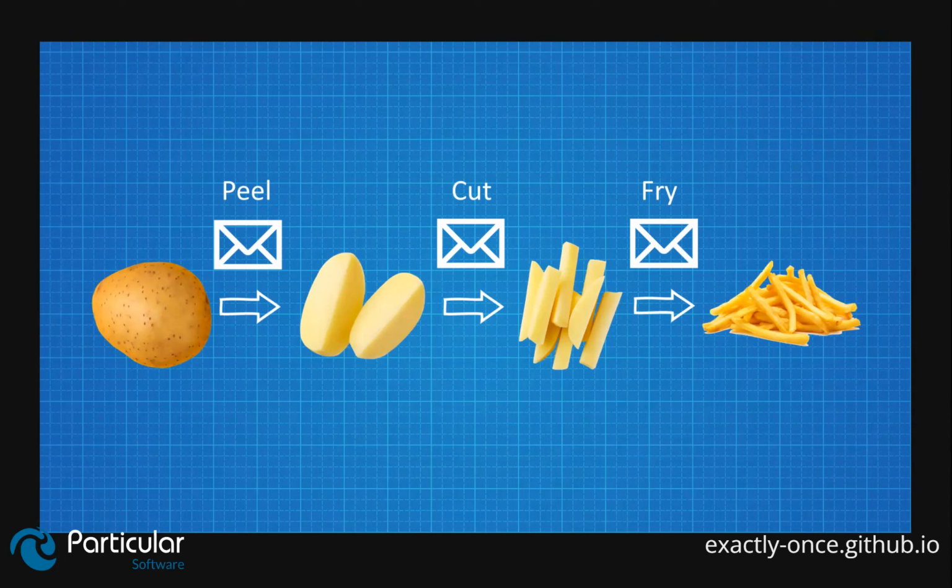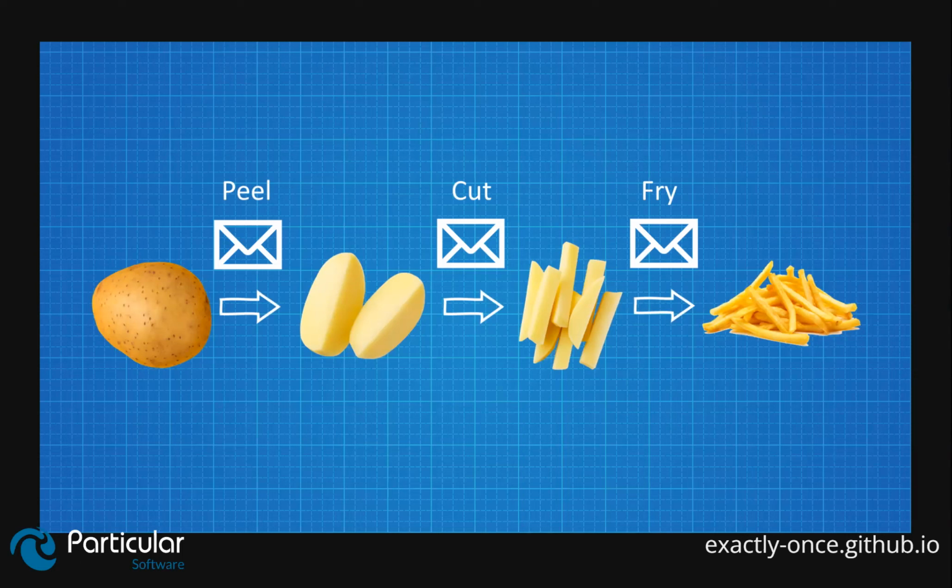You need to peel the potatoes, cut the potatoes, and then fry them, right? There are no cycles here. You cannot go from fried potatoes back to a peeled potato. There is obviously no cycle here. And there can be a single message that is associated with each state transition.